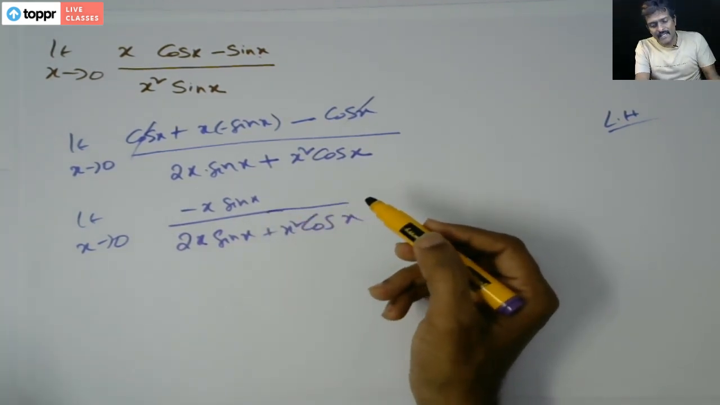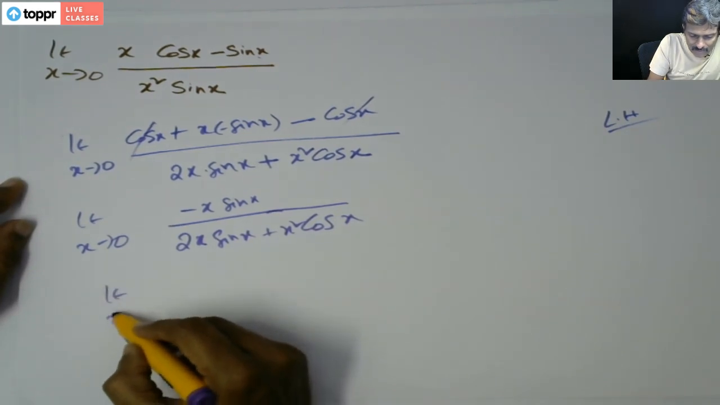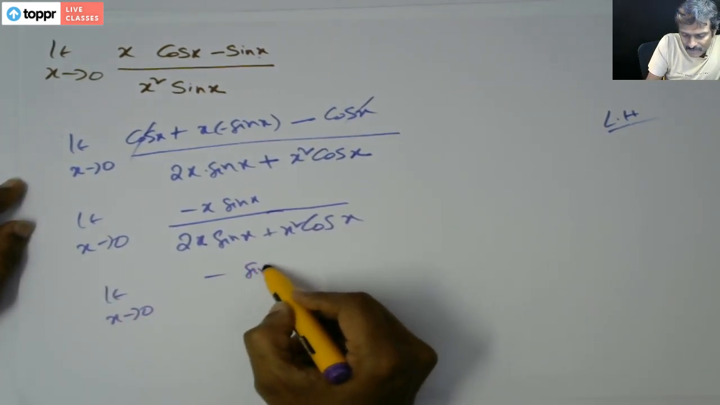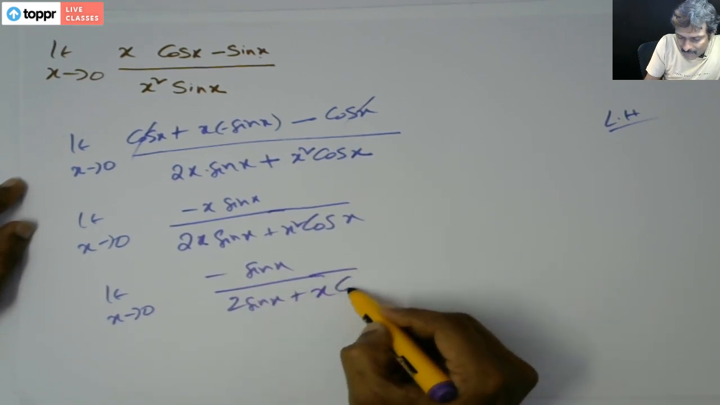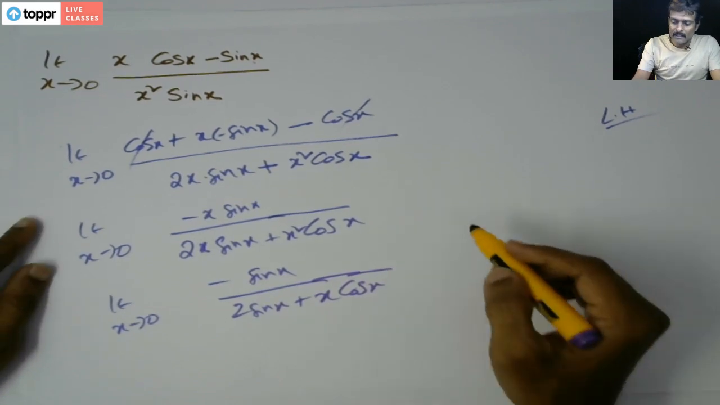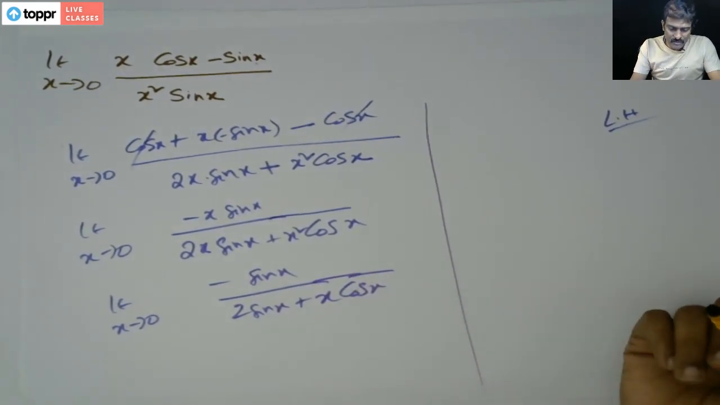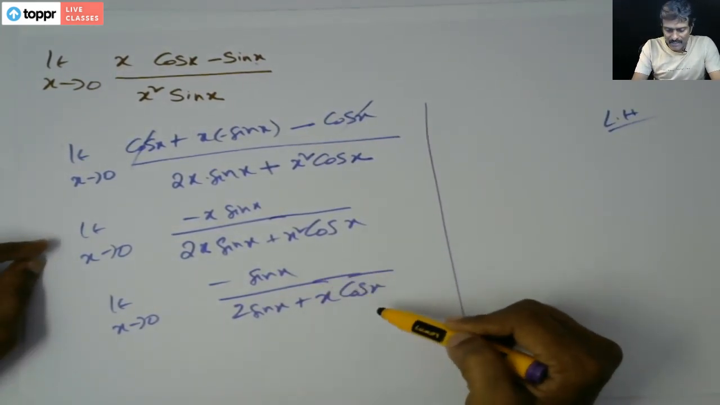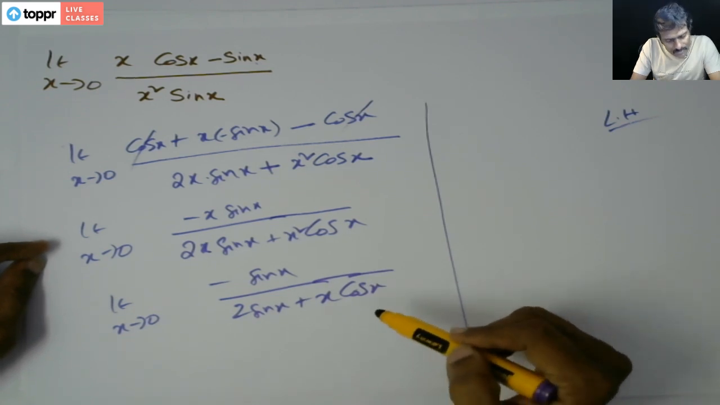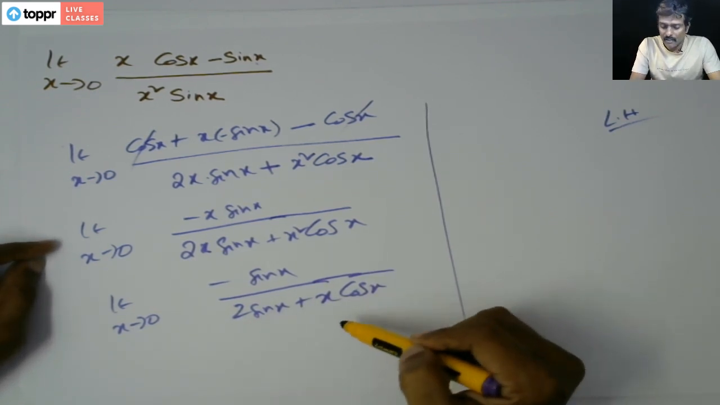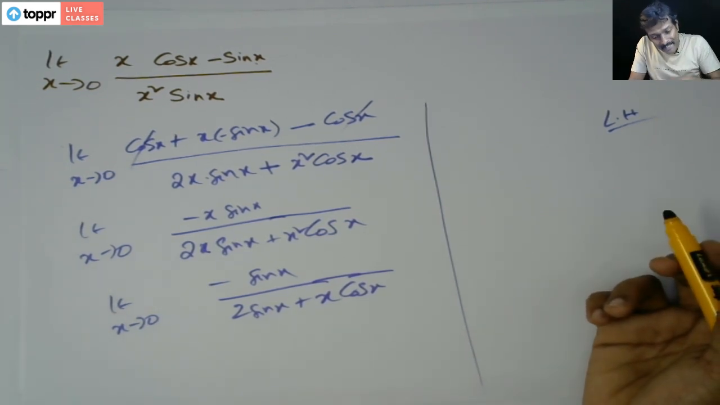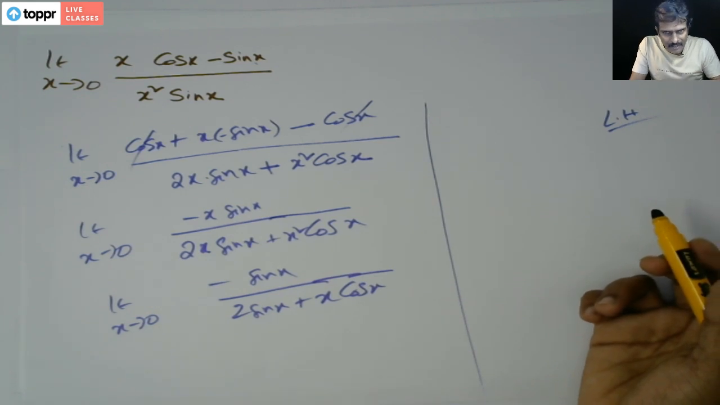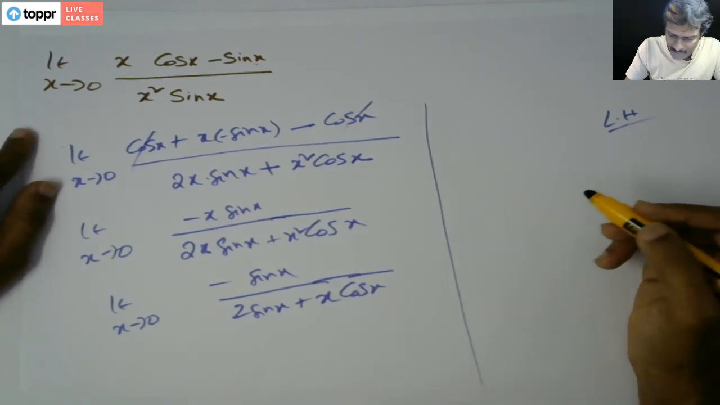Here again we can take x common and cancel, so let us get rid of that first. So minus sin x by 2 sin x plus x cos x. Cool. Now if we put x tends to 0, this is again 0 and this is also 0. So now you can take L'Hopital's help again. You can differentiate not one time, not two times, you can differentiate until you get a determinate form.